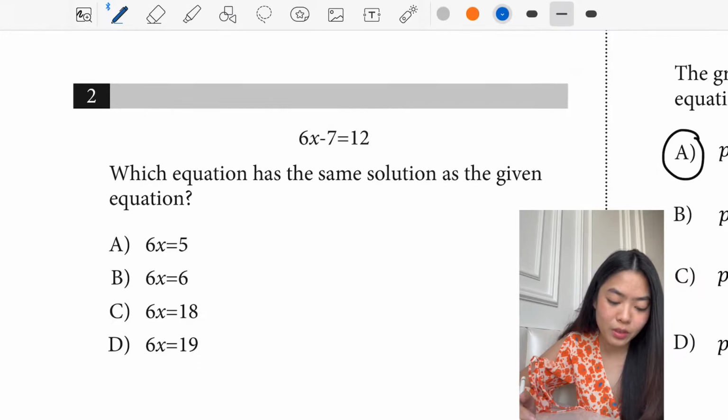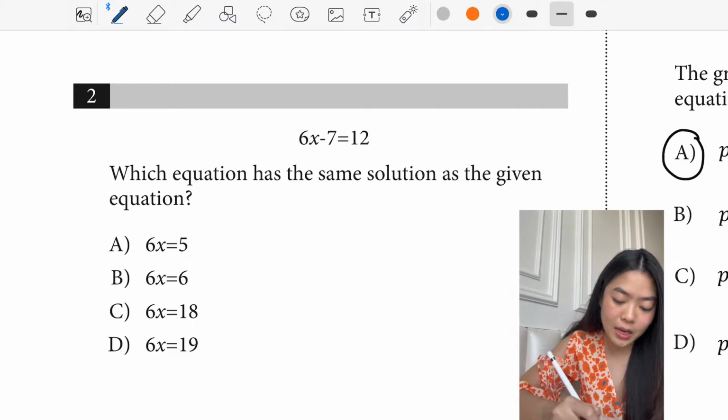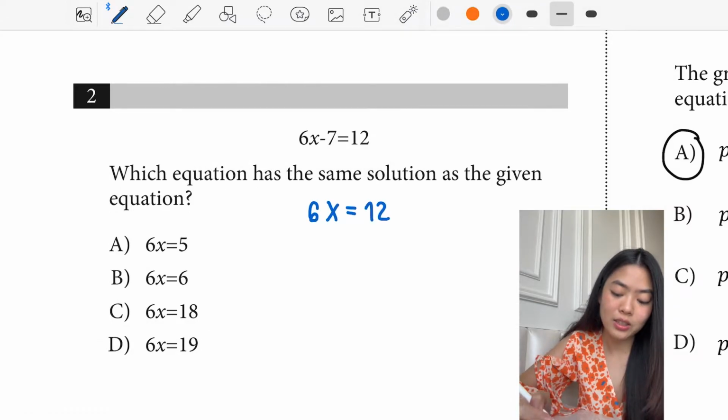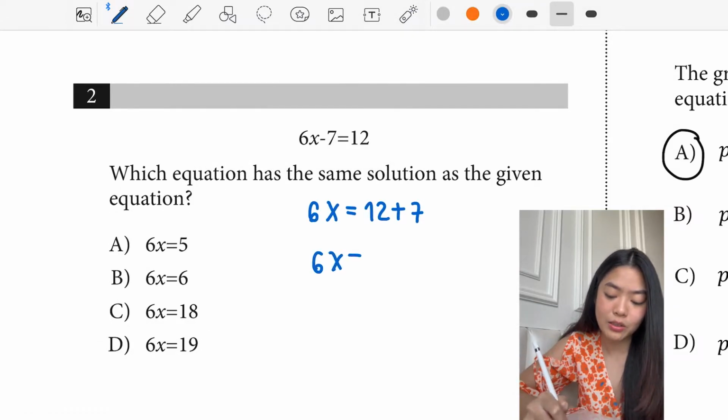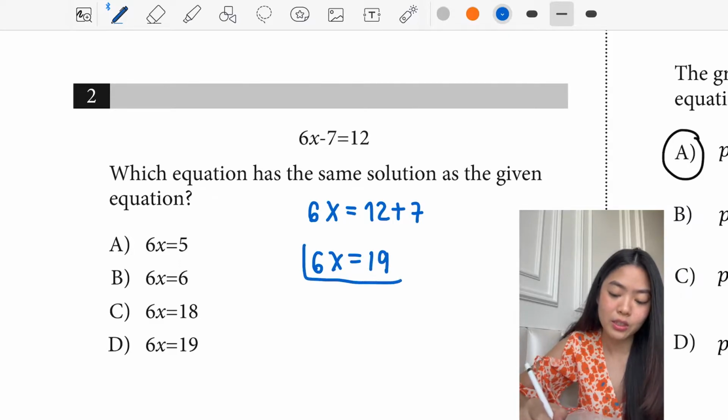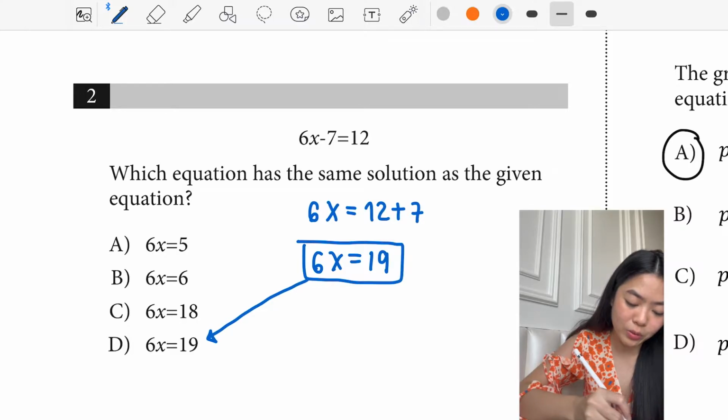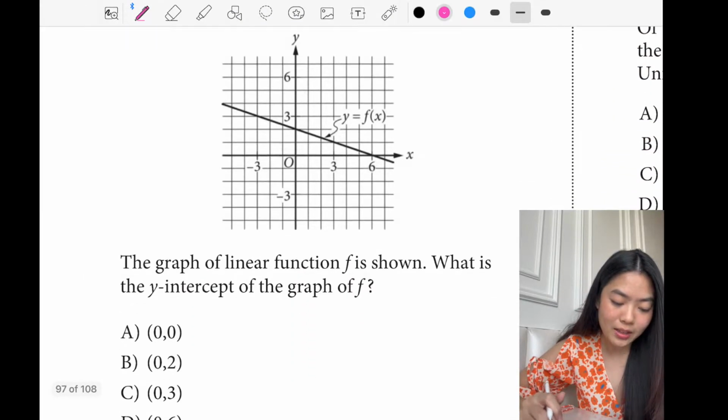Next one. Number 2. 6x minus 7 equal to 12. Which equation has the same solution as the given equation? Okay, so from here what we have to do, we can do 6x equal to 12 plus 7. So 6x equal to 19. Okay, from here you don't need to solve for x, but we can match the following choices here. Then the answer is D. It's D.